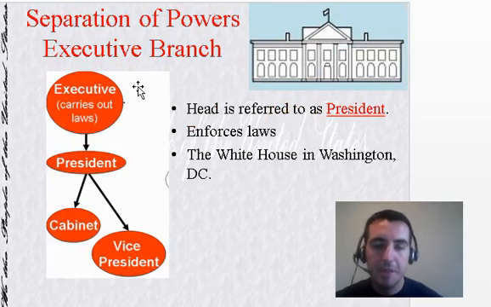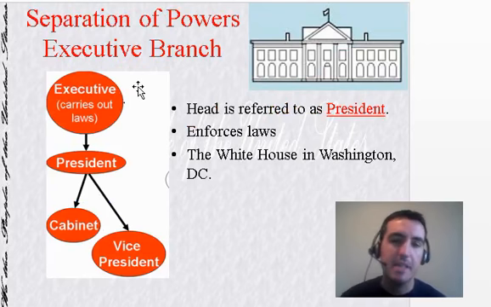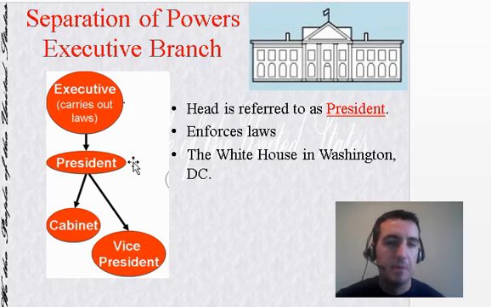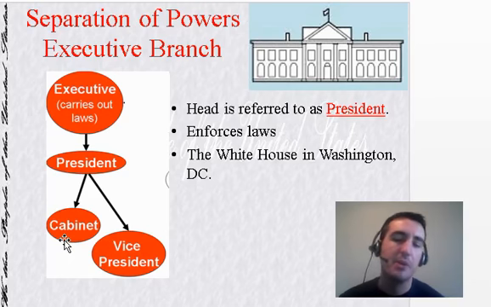Next branch is the president, the most famous one, the executive branch. They carry out the laws. The executive branch is made up of the president, and then the president has a vice president and a cabinet, which is kind of a group of advisors that help the president decide what the president should and should not do.